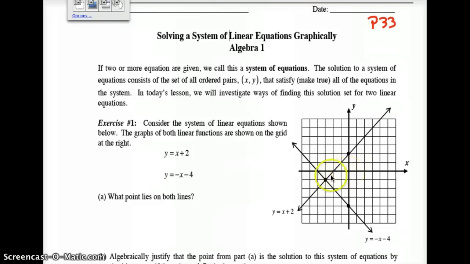So we're going to name that point. In order to get there, we start at the origin and go left 1, 2, 3, so negative 3, and then down 1. So that's negative 3, negative 1.